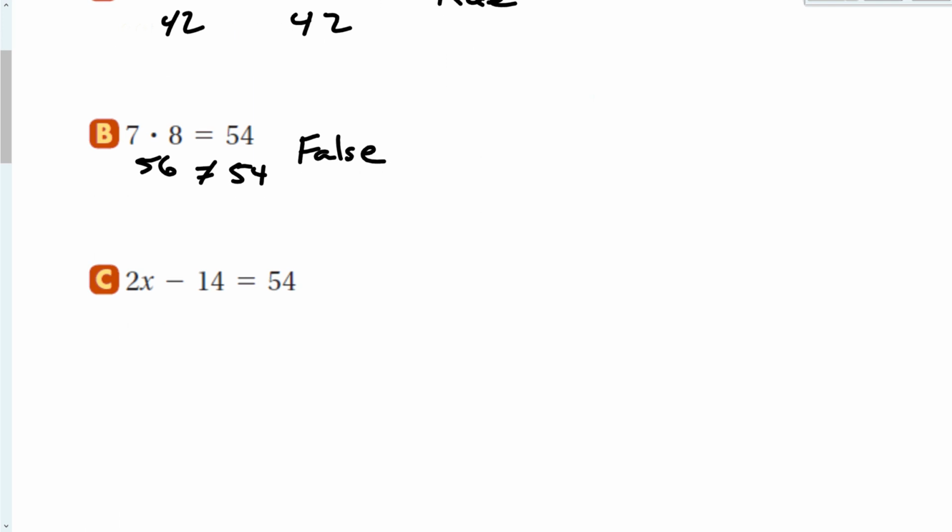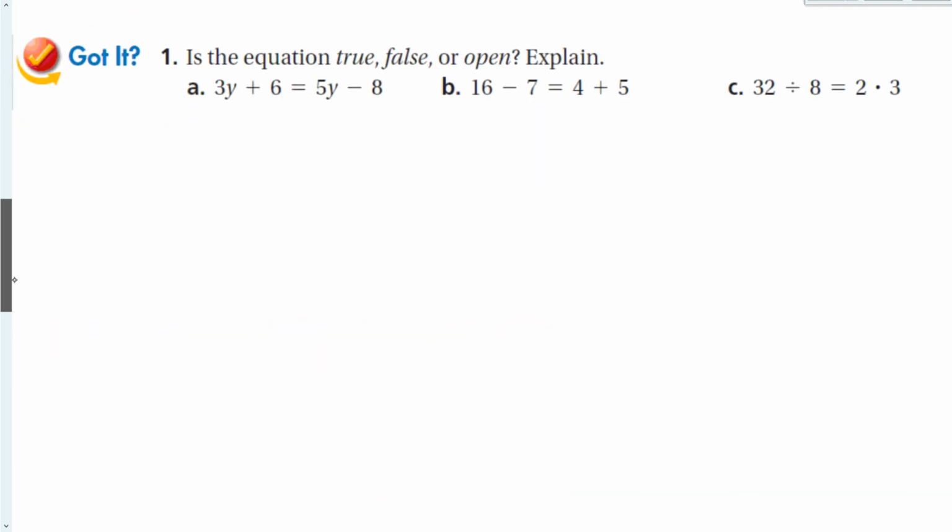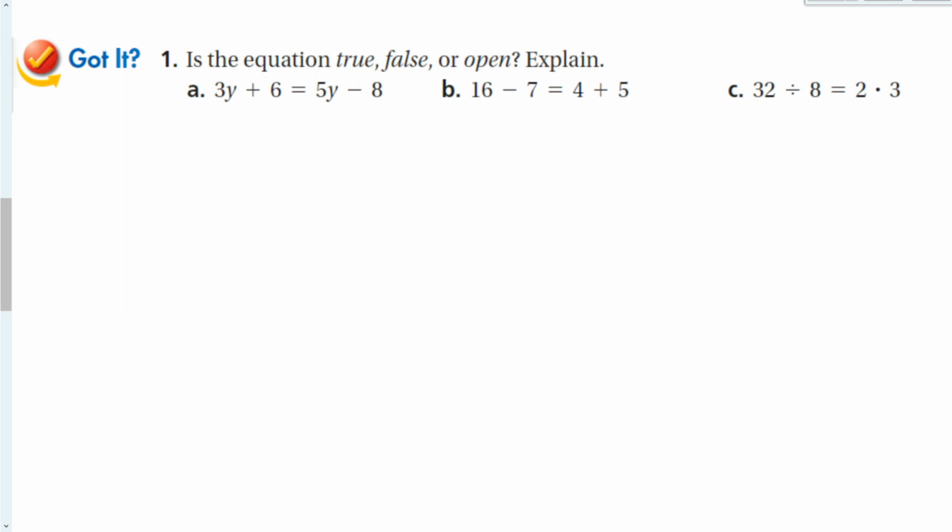And if we look at part C, that could be true when x is the right number, but this is open because there is a variable. So as soon as we see this variable in my equation, I know that it is going to be an open statement depending on the value of the variable. Okay? Let's try our got it problems.